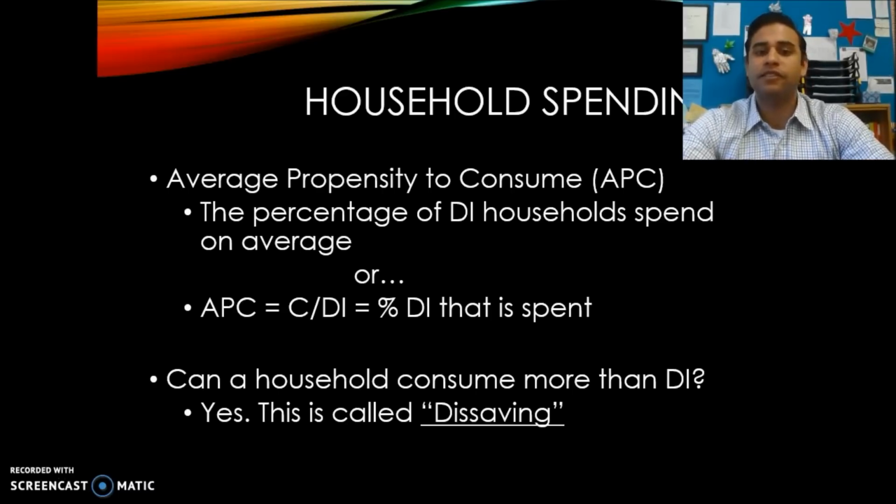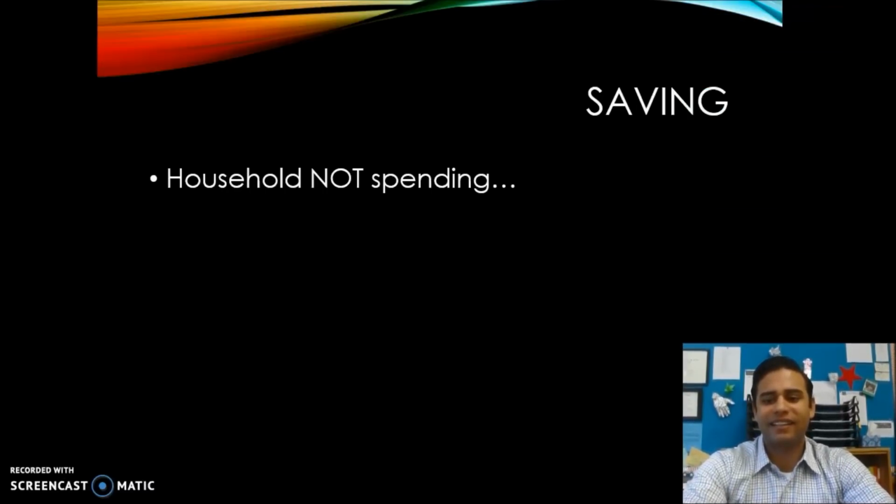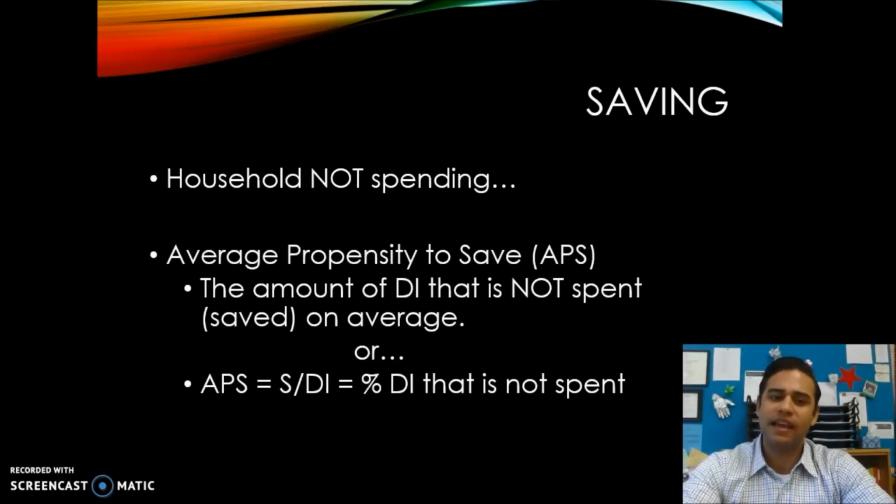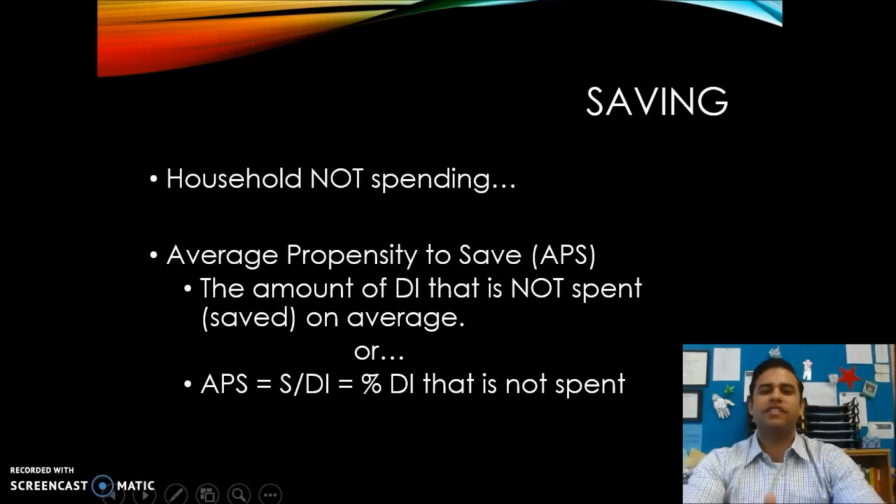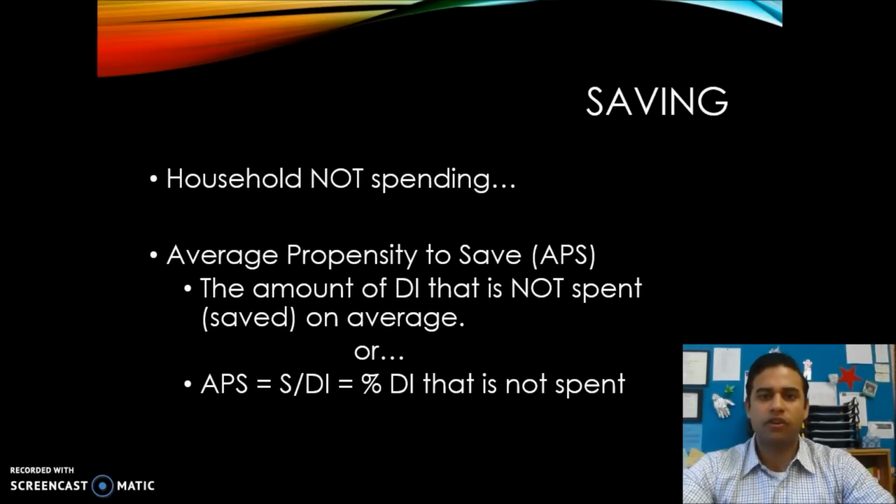And just like an average propensity to consume, there's an average propensity to save. So let's take a look at our savings slide. Saving is a household not spending. You can consume or you can save. So saving is not spending. The average propensity to save is the amount of disposable income that is not spent, or is saved, on average. So the average propensity to save equals savings divided by disposable income. That's the percentage that is not spent. Simple, right? So instead of saying that Americans consume about 90% of their income, I could simply phrase it as Americans tend to save about 10% of their income.